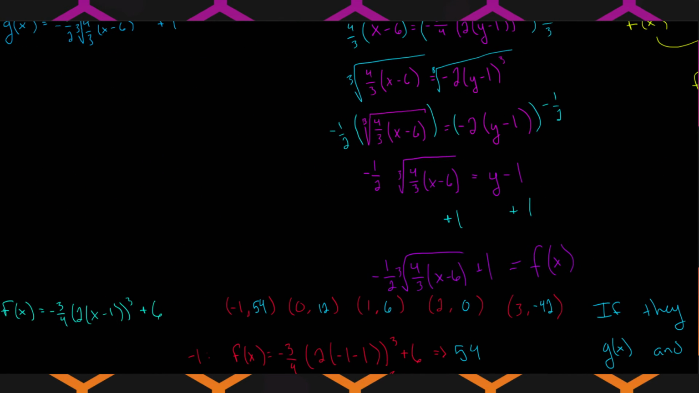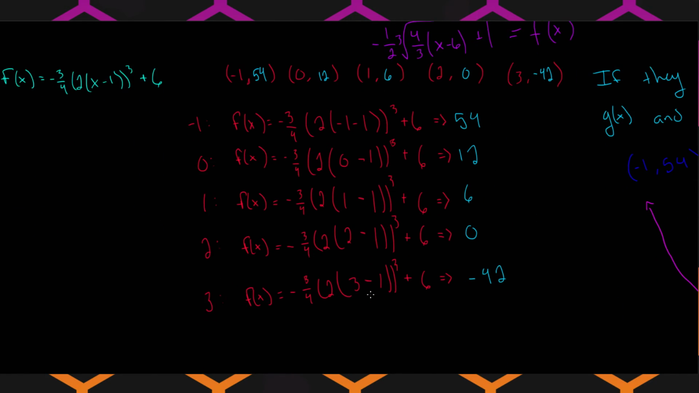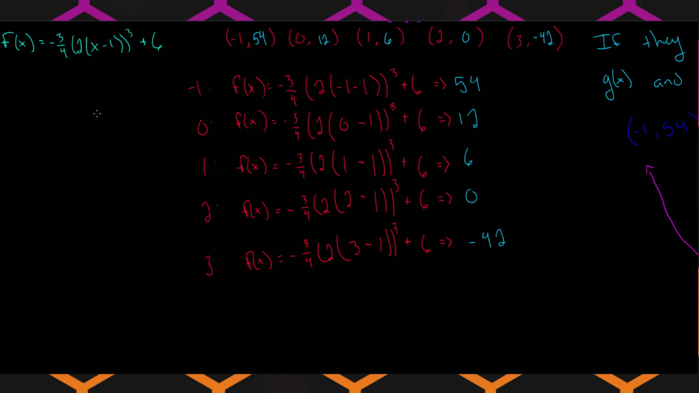The next way to do it, a slightly longer way, is to use coordinates. So using the original equation, f of x, we can plug our x values into the equation and find our y's. So I chose the x values negative 1, 0, 1, 2, and 3. Then I plugged my x values into the equation, as you can see here. All of these are my x values. And then we found that negative 1 is the y value 54, 0 is 12, 1 is 6, 2 is 0, and 3 is negative 42.